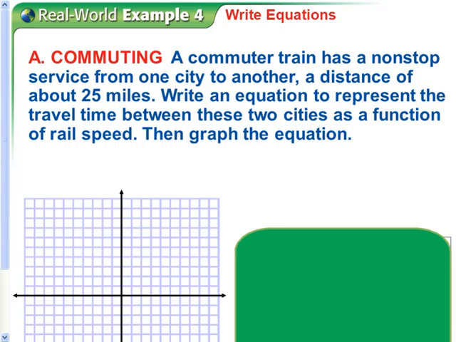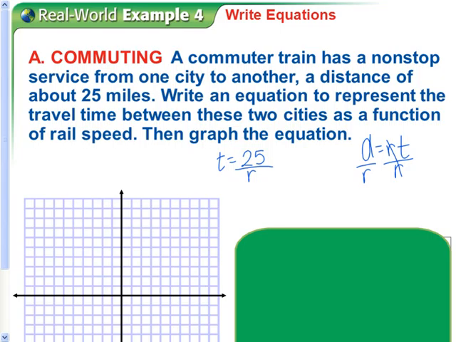Okay, moving on then, we've got a real-world problem. So we need to write an equation to represent time traveled between the two cities as a function of railroad speed. Well, this is based off of the equation, distance equals rate times time. That's just something that you need to know. So if you're not real familiar with that, it's just something you need to start memorizing. Distance equals rate times time. But we want to solve this as a function, time as a function of the speed. So we want time by itself. So we divide both sides by r, and our function is the time equals a distance of 25 divided by our rate.